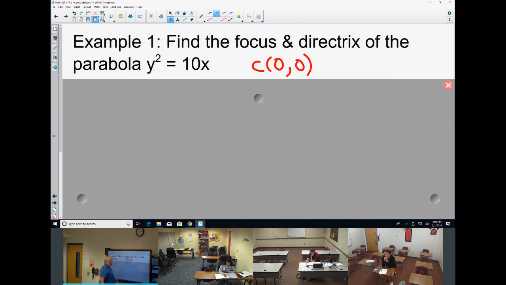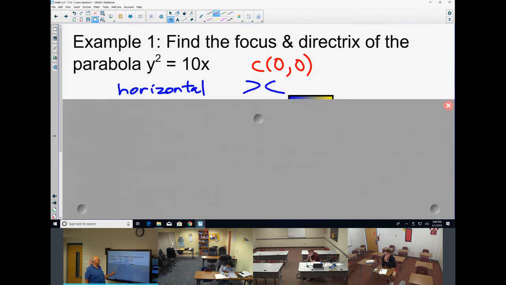All right, next you think, well, okay, so if it's the y that's squared, then that means the parabola opens horizontally. So left or right.